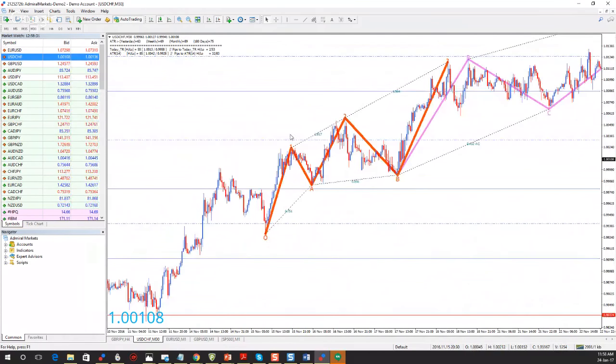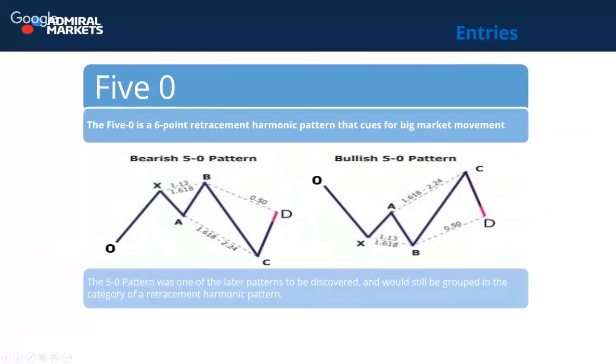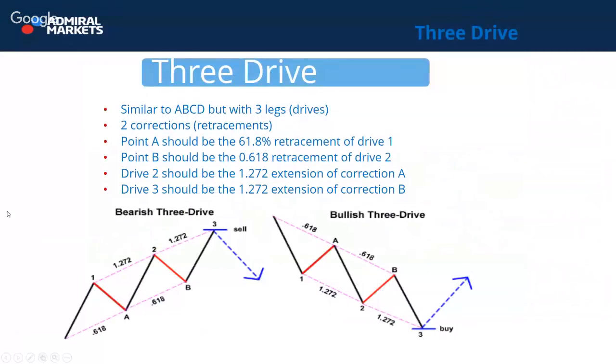Here, another valid pattern. The ratio between these 2 points is good. The ratio between point 0 and 1 is also good. A and B also has 0.8856, that is close to 0.886, my favorite number. And here, the perfect rejection from the top. So 5-0 pattern, one of really great patterns. Also, we have three drive, also used very extensively.